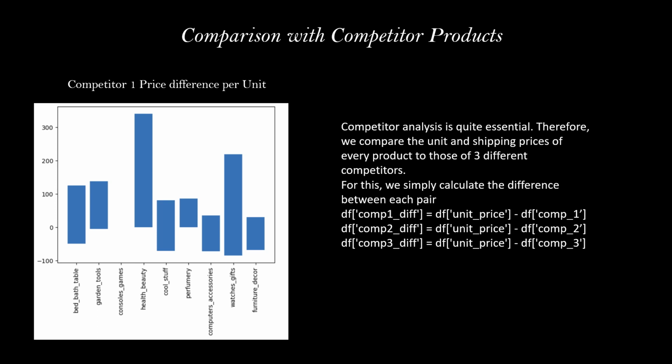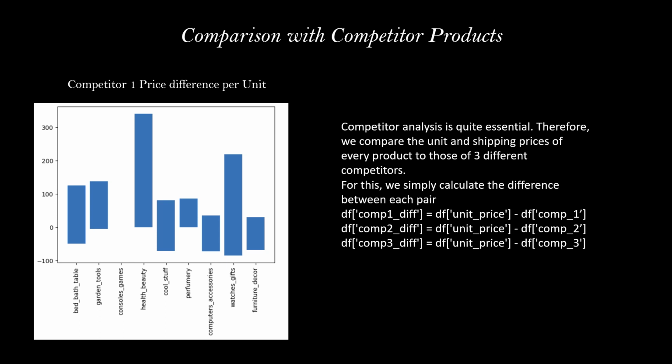So one more analysis we can do is a comparison with the competitor products. Competitor analysis is quite essential. So what we did is we compared the unit price and the shipping of every product against those three different competitors. For this, we simply calculate the difference between each pair.